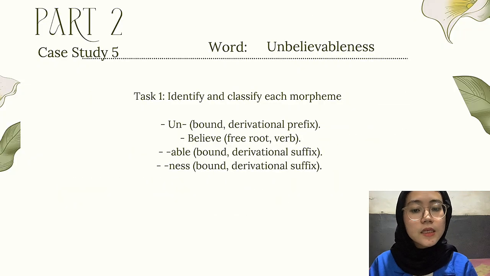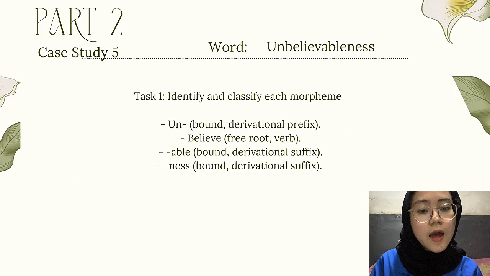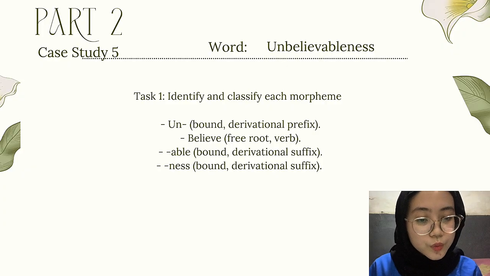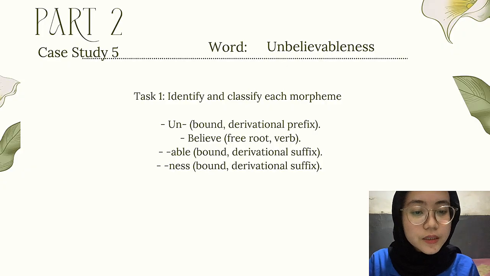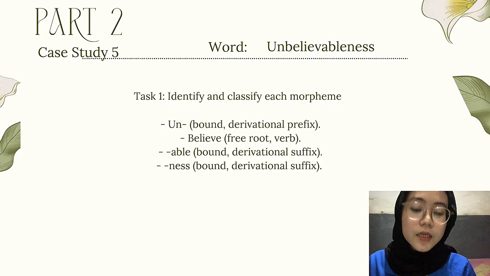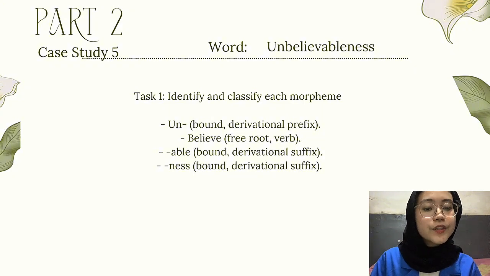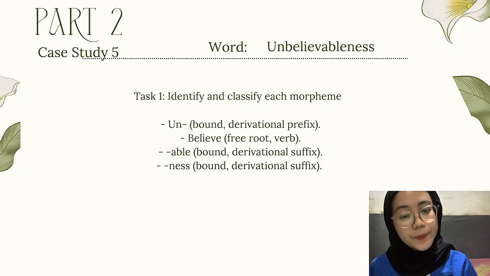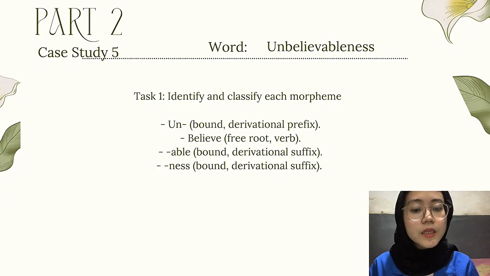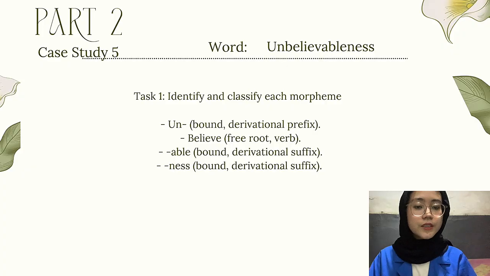And now the last is case study 5. We have the word unbelievableness. So let's break it down step by step. Task 1 is to identify and classify each morpheme. Un is a bound morpheme, a derivational prefix, and believe is a free morpheme, a verb, and able is a bound morpheme, a derivational suffix, and ness is a bound morpheme, a derivational suffix.